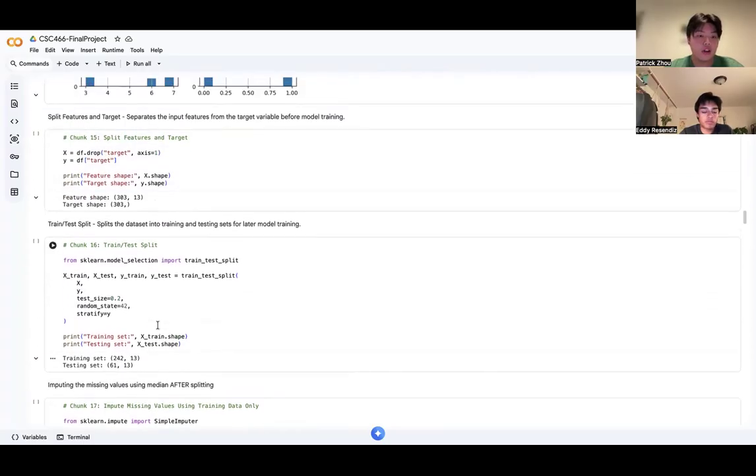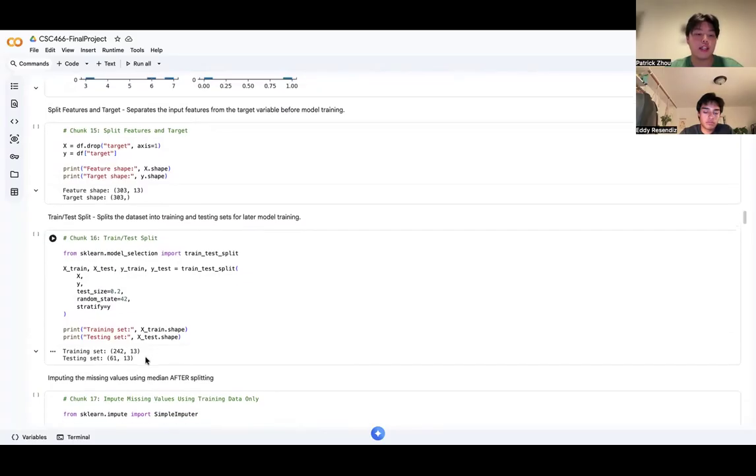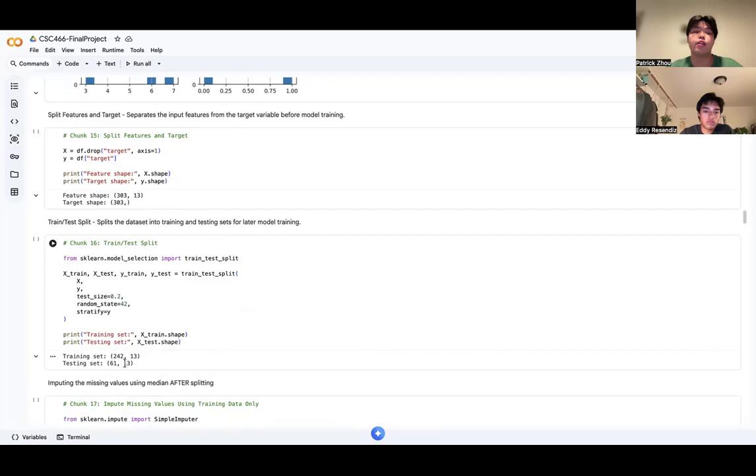And then here's our training and test split. We're splitting our data set into 80% training and 20% test. So as you can see, here's the shape of our training set. We have 242 rows with our 13 features, and then the testing set is 61 rows with 13 columns.